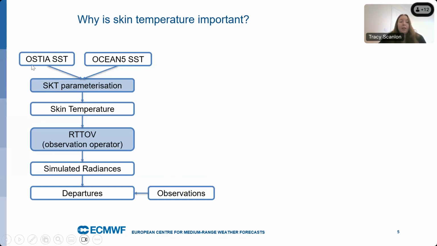So you have your two input SST products. So we take in information from ISDA and Ocean 5. This is in the current operational configuration, depending on the latitude of the observation that we're looking at. These are then parameterized to create skin temperature. So this is a cool skin parameterization and warm layer parameterization, and this kind of gives you your skin temperature, which has a diurnal cycle in it.